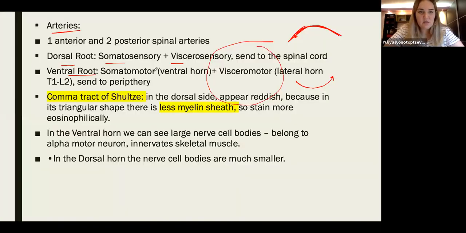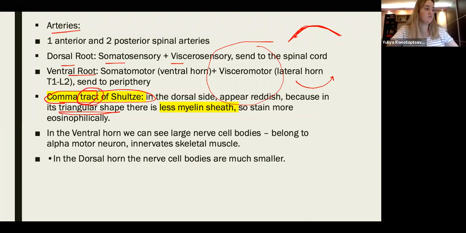Okay, guys. There is something which is called the comma tract of Schulze. The comma tract of Schulze is a triangularly shaped tract. So what does it consist of?